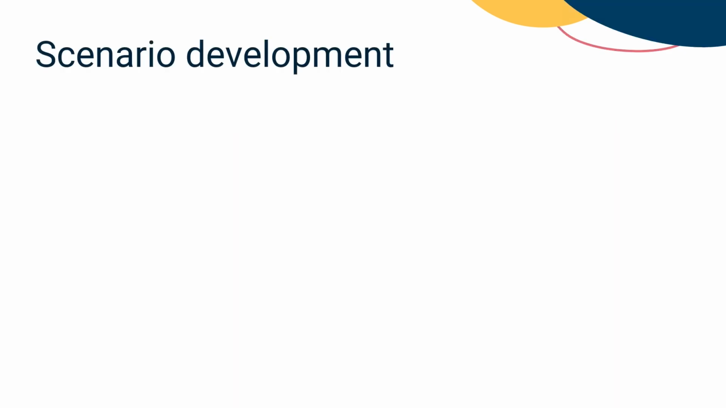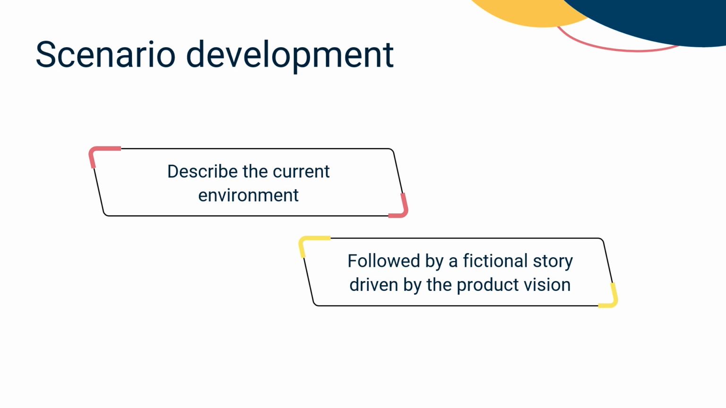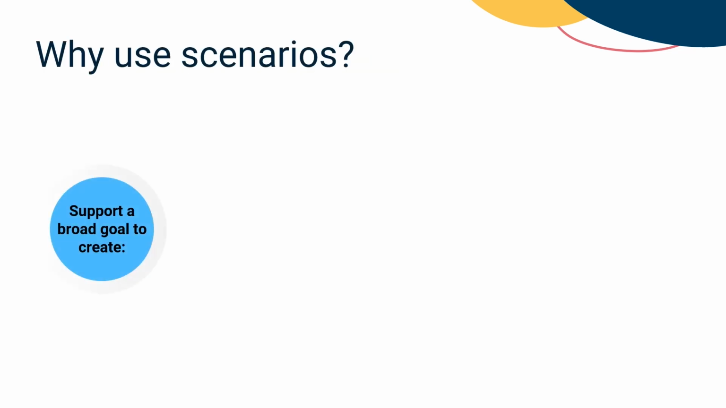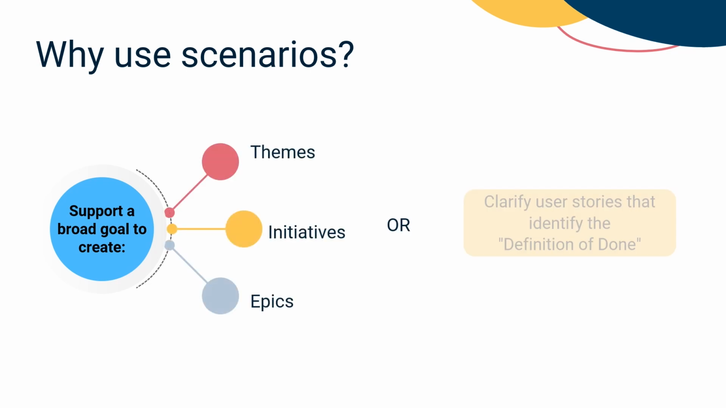When creating user stories, you will often develop scenarios. Scenarios describe the current as-is environment followed by a fictional story driven by the product vision. You can use scenarios to support a broad goal for creating themes, initiatives, and epics, or to clarify user stories by readily identifying the definition of done.